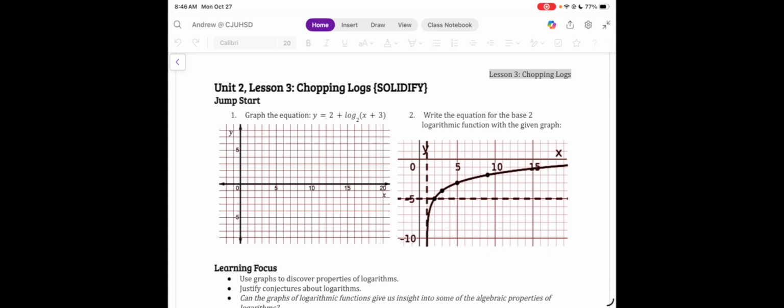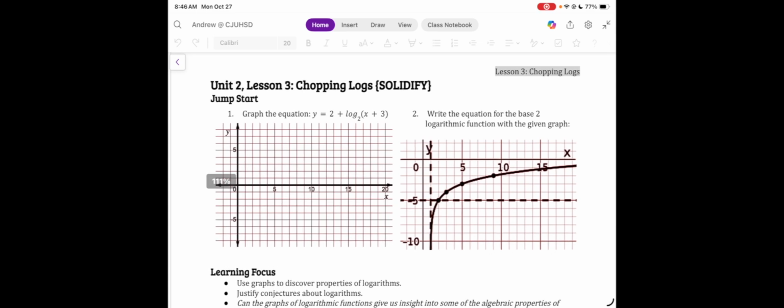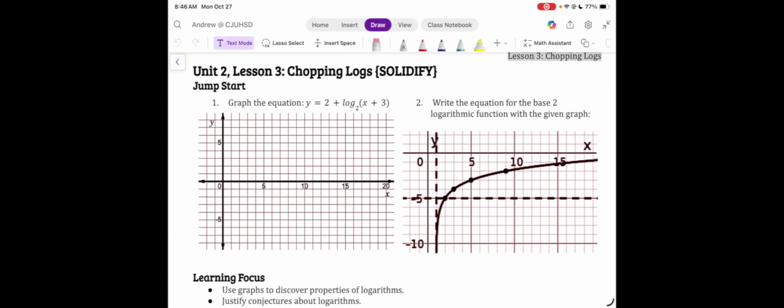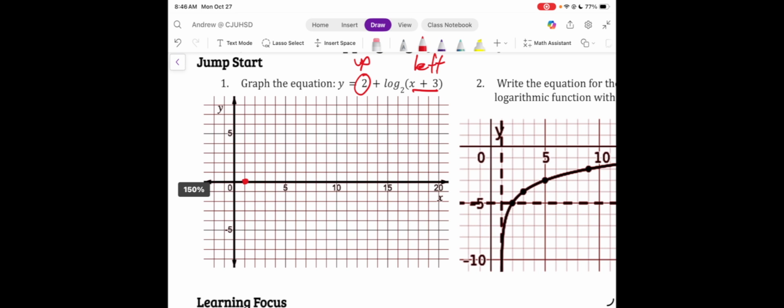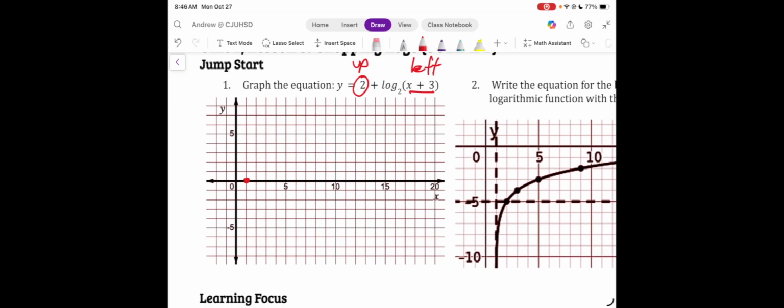Our jump start helps us to remember how we graph logarithms, and we're looking at transformations. This 2 means to go up 2, and this plus 3, you'd think it would mean to go right 3, but it actually means to go left 3. Now, of course, our reference point is 1, 0, and everything is relative to that. So this point will go up 2 and left 3. 1, 2, 3.